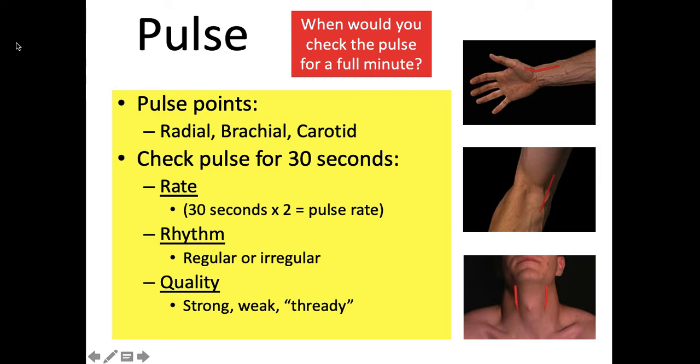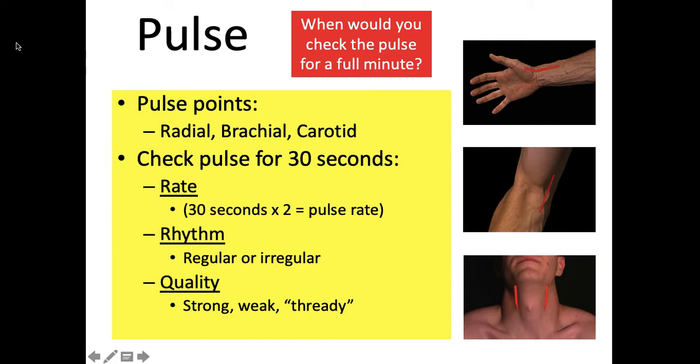Now, usually a radial pulse is obtained on most every awake, alert patient, a medical patient, a patient who's talking to us. More than likely, we would obtain a radial pulse to determine how fast the pulse is and how strong it is. If it's a child, and an infant especially, you might obtain a brachial pulse, and that's on the inside of the bicep, on the medial side under the bicep muscle. And then if they're unresponsive, they're lying there and not responding to your presence, then you could check a carotid pulse as well.